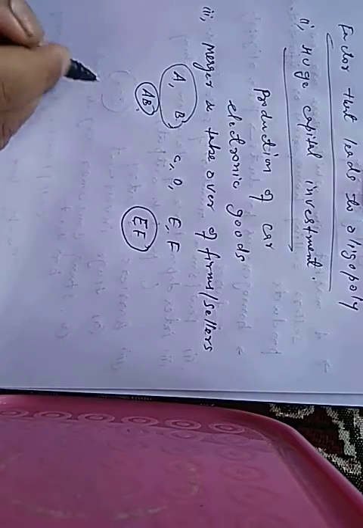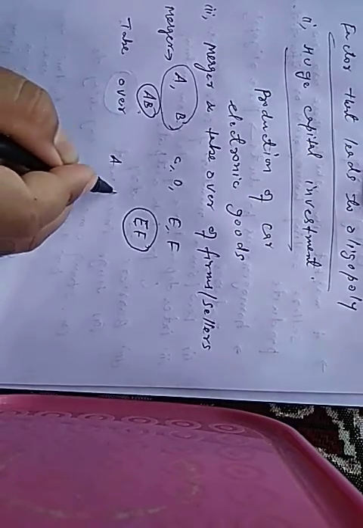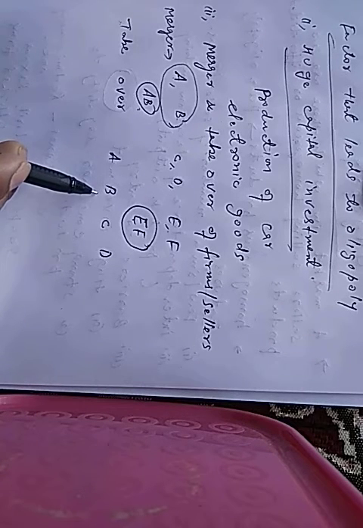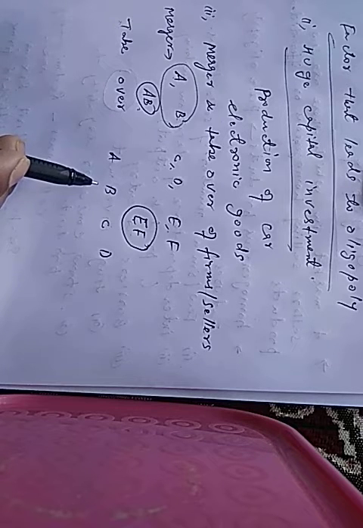And the second one is takeover. This was the example of merger. Takeover: suppose there are A, B, C, and D firms, meaning 4 firms in the market. If B is in loss or having low demand, he wants to exit the market, he will sell his market share, he will sell his products to firm A.